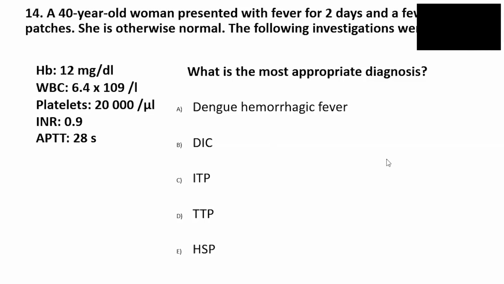Right, so we will go into the next question. Again, a difficult question. A 40-year-old woman presented with fever for 2 days and a few ecchymotic patches. She is otherwise normal. The following investigations were carried out: hemoglobin 12, WBC 6.4, platelets 20,000, INR and APTT normal. What is the most appropriate diagnosis?